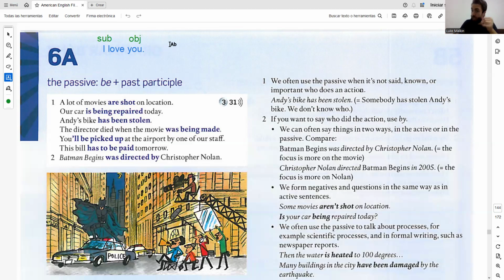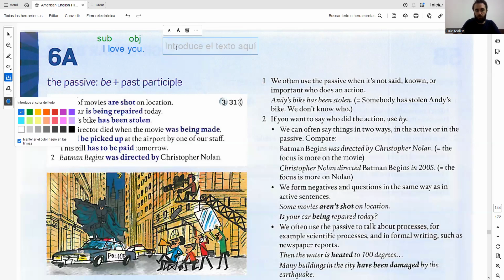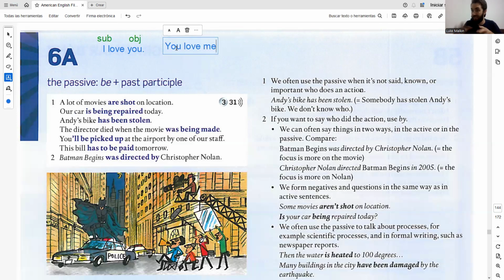But what if I want to change the order to make you important? You love me is a different sentence. I love you and you love me are not the same. Instead, you are loved by me is a different way to say the same sentence. Okay? You are loved by me.